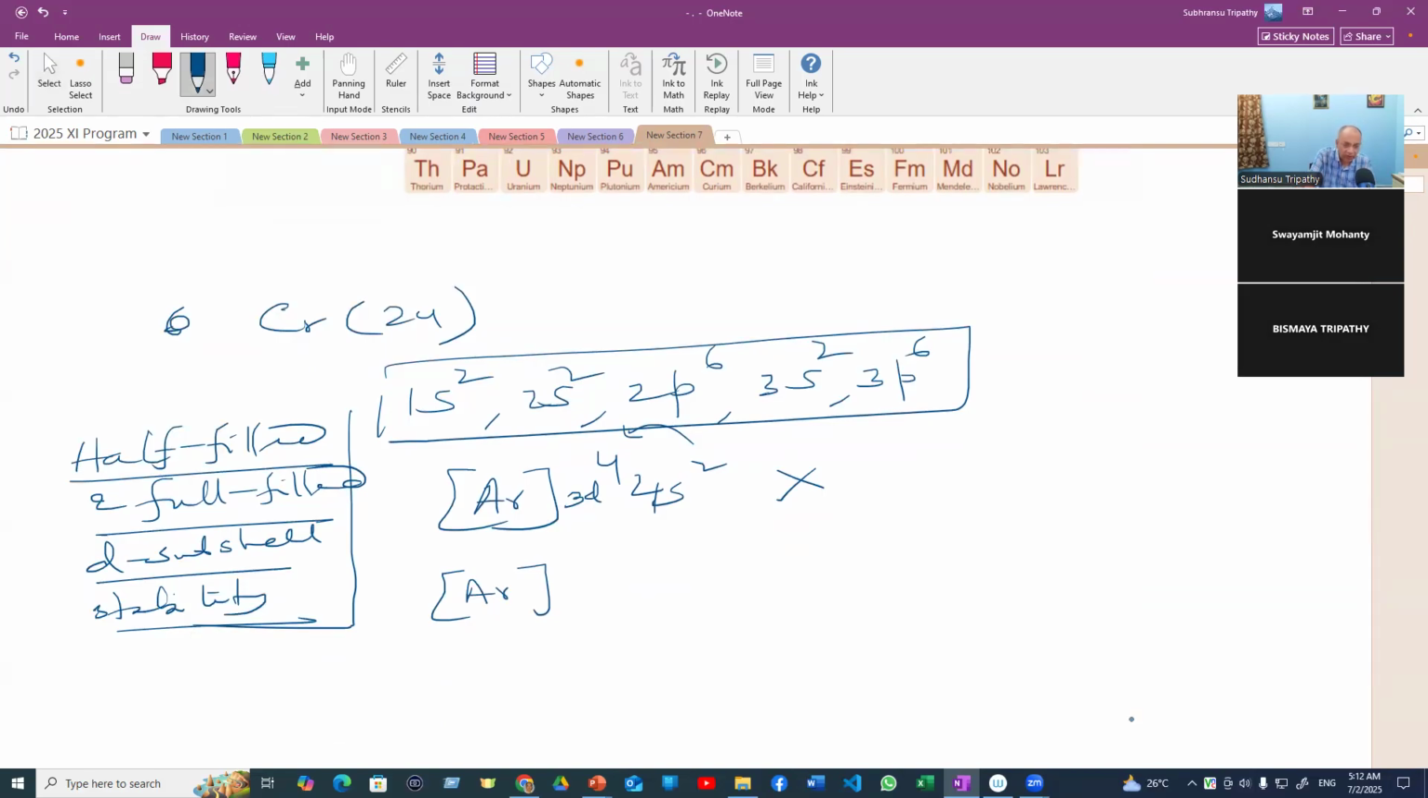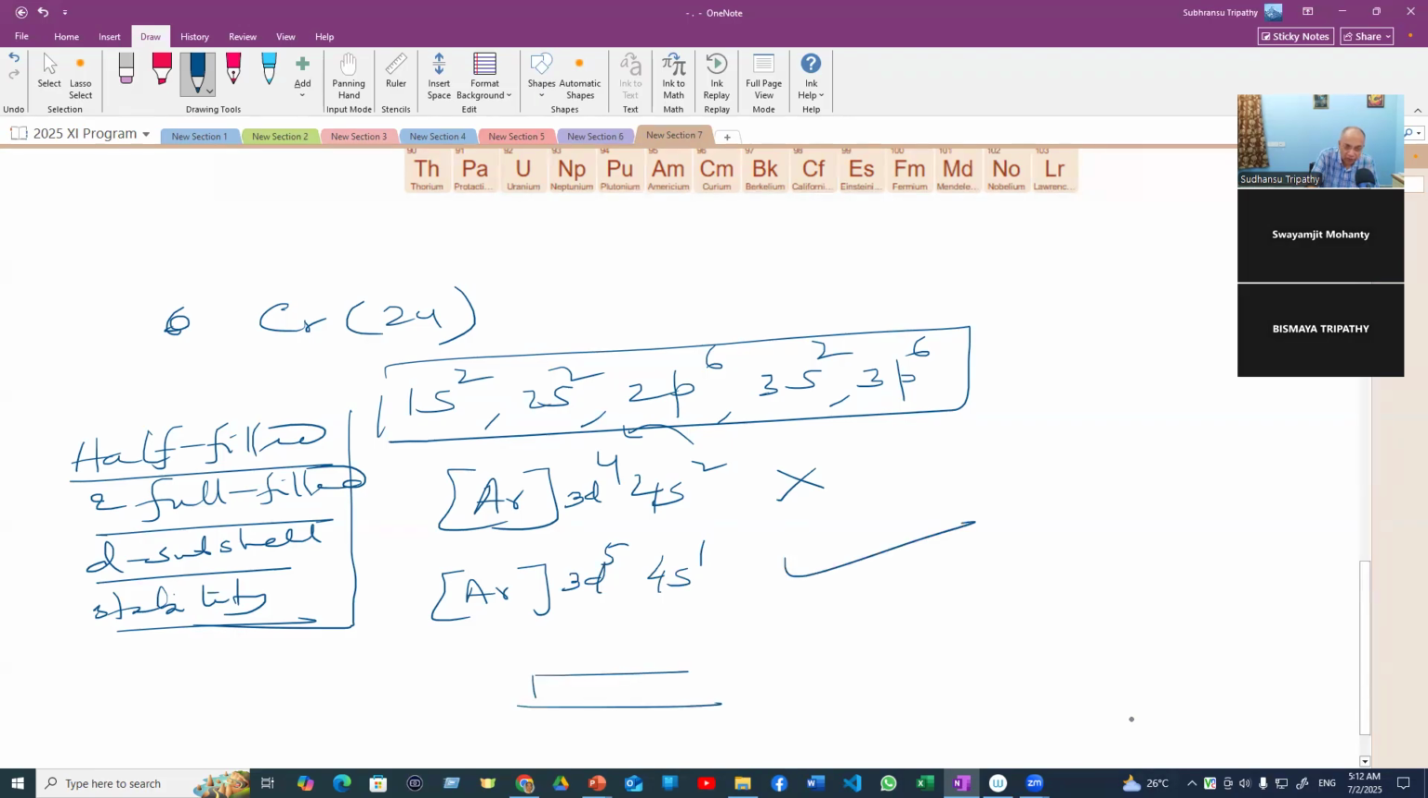Now see, when it is one electron short of half-filled or fully filled, two electrons coming from 4s to 3d is not possible. It's possible, you'll see it is possible, but it's very, very rare. But one electron can exchange. So when it is 4, actually it becomes 5 and this becomes 1. So this is the correct configuration.